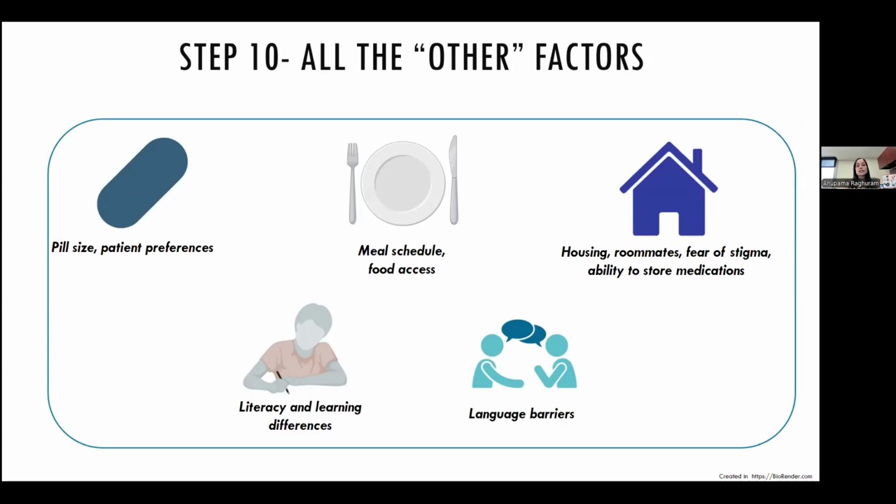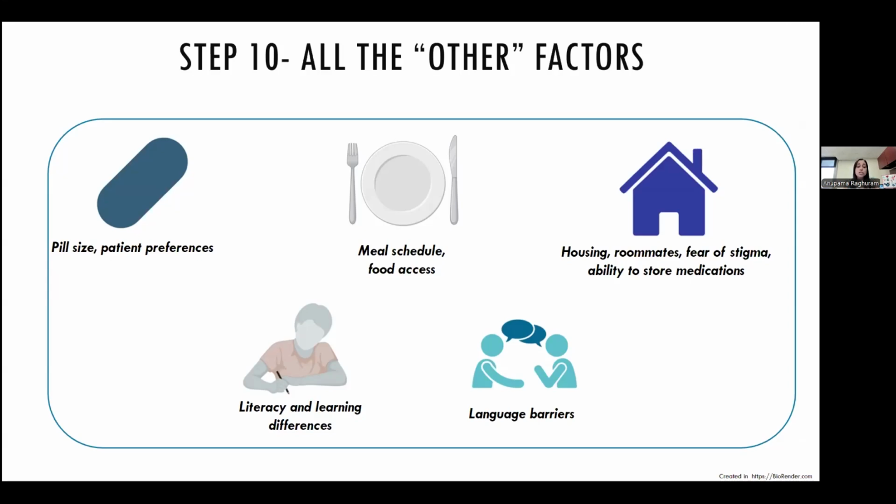The other thing is meal scheduling and food access. We talked about certain drugs needing to have a meal with them. So it's important to assess that. And also for general purposes, you want to know if your patient has access to these things, right? Then there's the issue of housing, roommates, fear of stigma, and ability to store medications. That's also very important because that's going to set up your patient for failure or success, right? If they're unable to get to their medication because they're afraid someone else in the house is going to see it, then that's something you have to address, right?